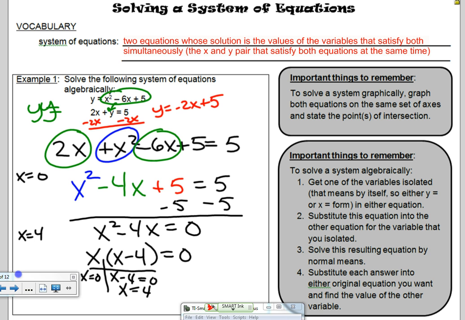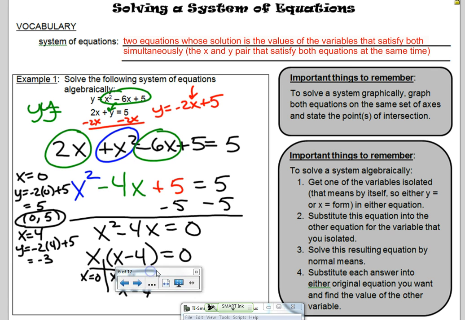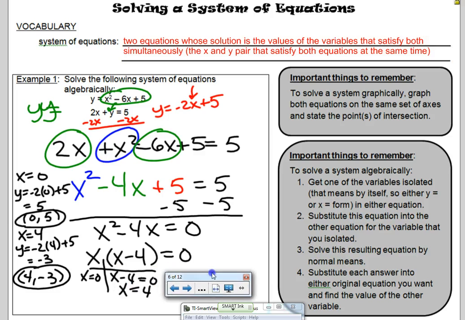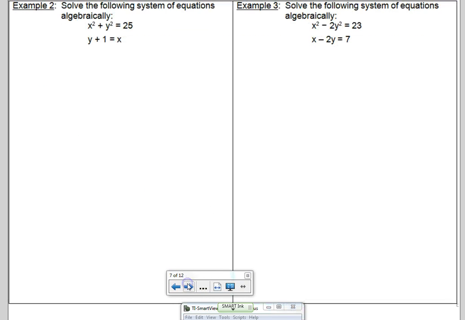So now I'm going to go ahead and put my x values I just found right in there to find out what the y values are. So y equals -2 times 0 plus 5. And I get 5. So one answer is 0, 5. And then I'll do the same thing for the other value of x. Get -3. So my other answer is 4, -3. And those are my two answers. Moving on to the next question.